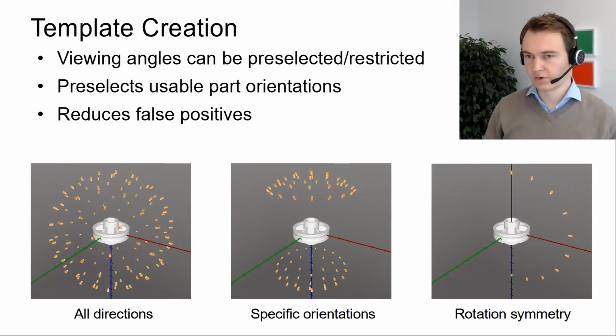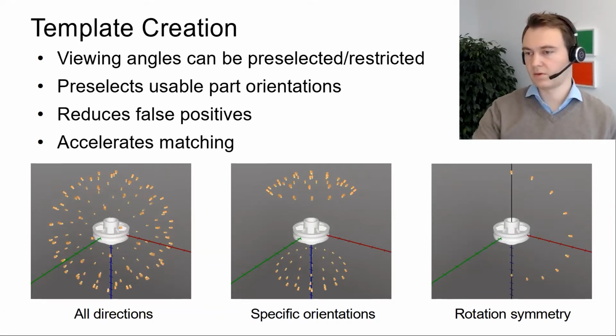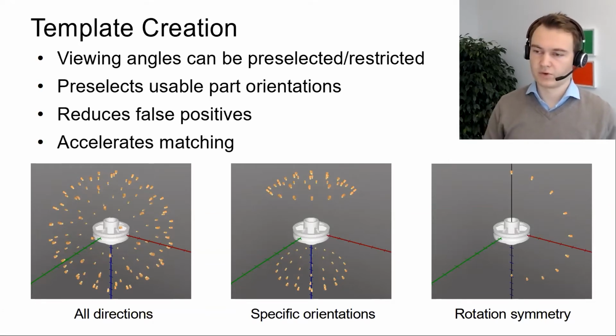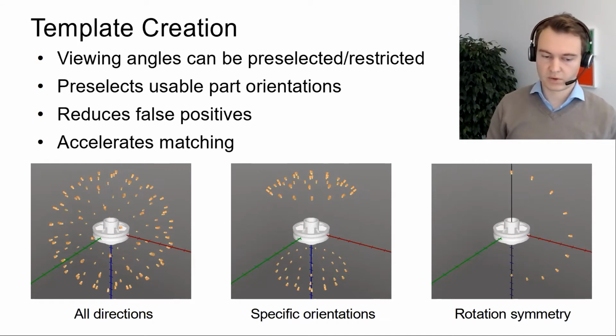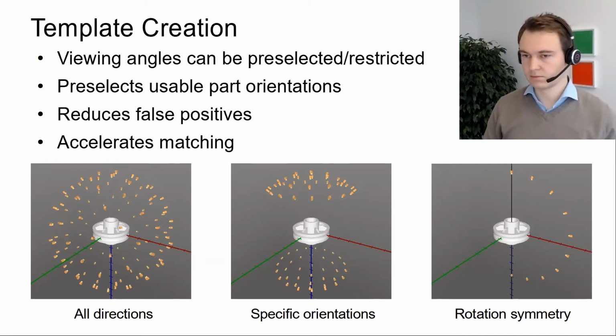And of course, it reduces false positives. If you can exclude certain orientations that you cannot use, then you can already exclude this right up front. And of course, it accelerates the matching process, because if you have 100 templates, this works much faster than if you have 5,000.